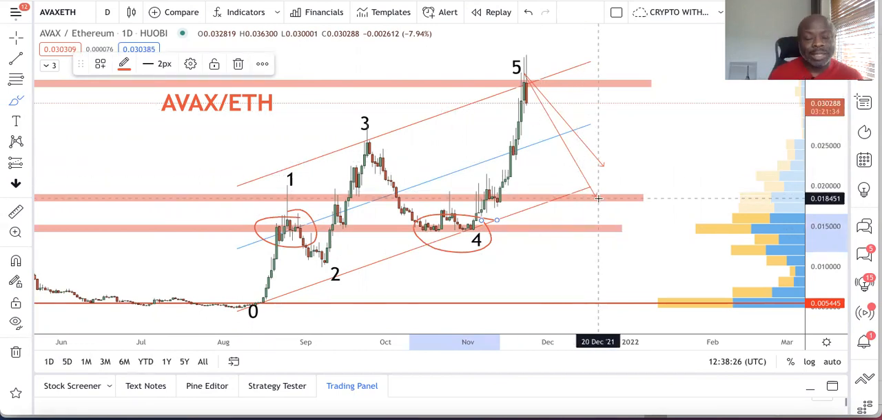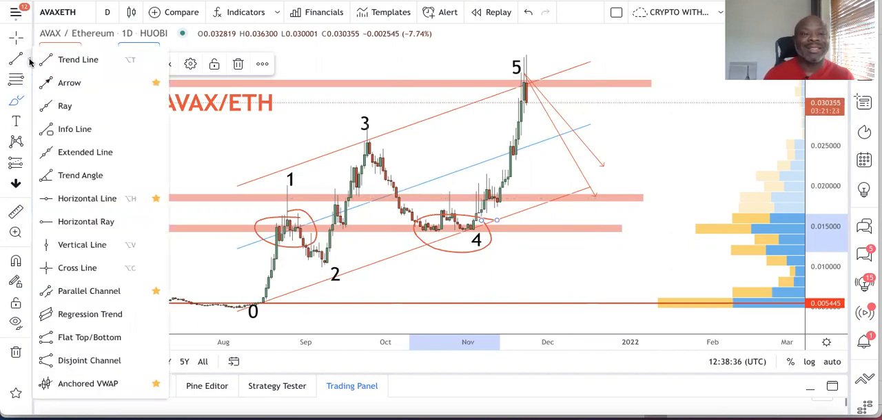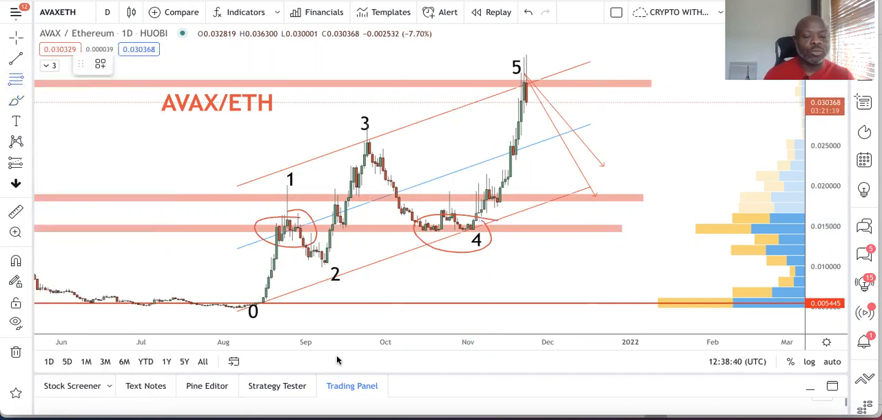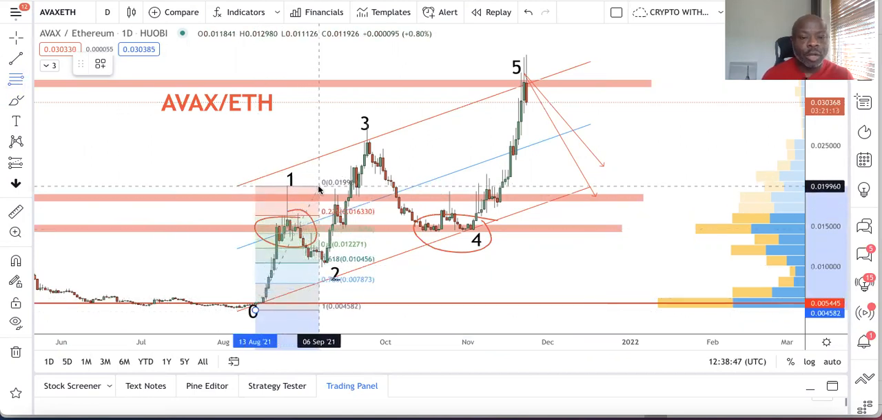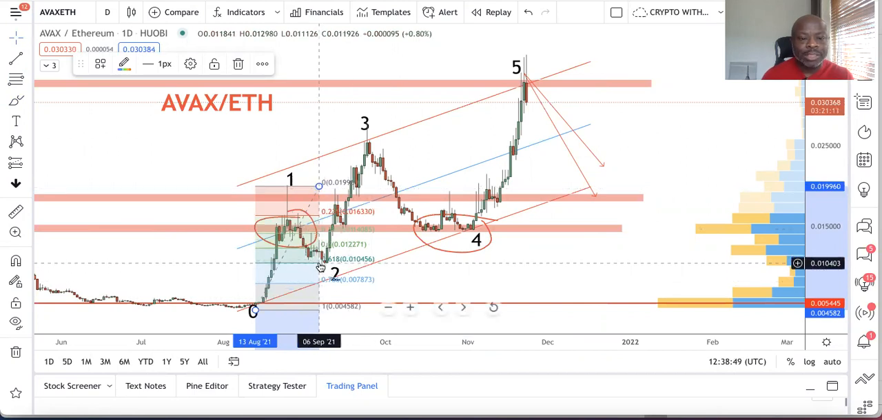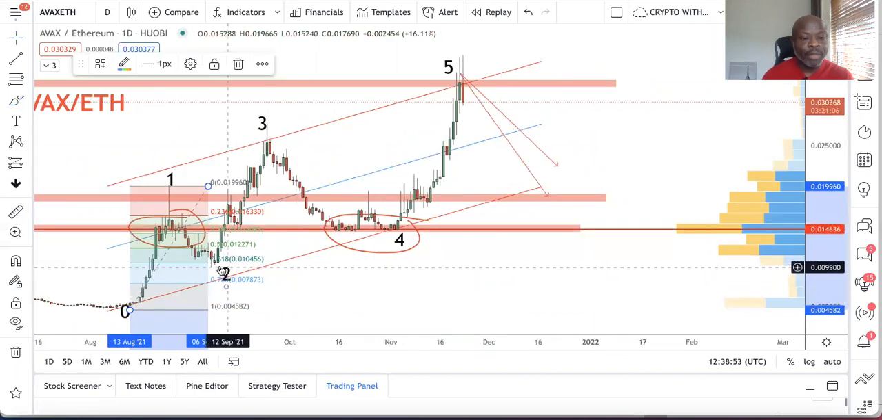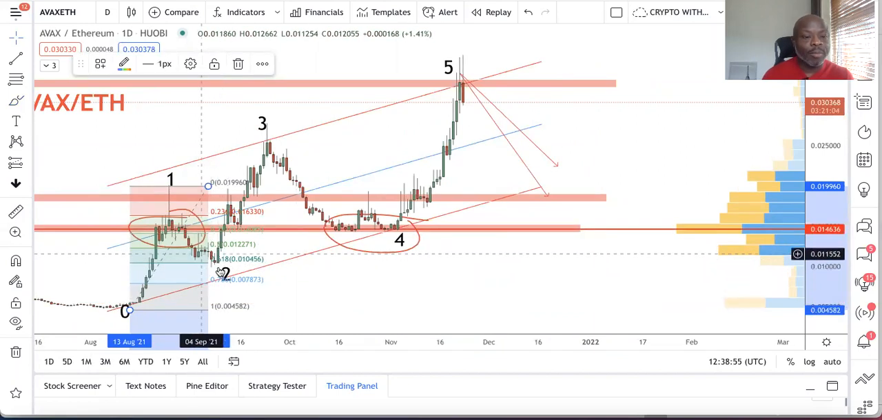So how do you know that the pullback is complete? We can then begin to use the Fibonacci retracement tool to be able to see where the retracement is likely to stop. Okay, so with the Fibonacci tool, you can see this first wave from here, from the bottom to the top, it stopped around this level here, which is the 61.8. Let me make that slightly bigger so you can see what I mean. So you can see where it stopped here, around 61.8.